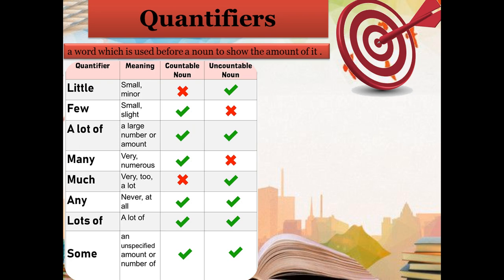A lot of is for both countable and uncountable, because you are going to observe here that we have some words that come with both countable and uncountable. The word many is for countable, okay, much for uncountable, any for both of them, lots of for both of them, and some for both of them. Okay, and I'm going to give you in the next slide examples using all of them, okay?